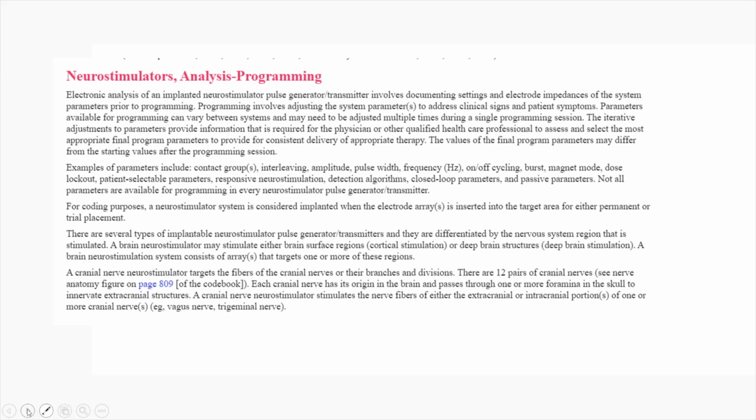They will also be making some complex programming changes to these system parameters in order to address the clinical signs and symptoms. I know this is too much, so I will just simplify. It's like an air conditioner which we buy for our home, and we will have it fitted, and we will do the analysis of this air conditioner initially. We'll try to switch it on and switch it off. That is the analysis portion, the first one which we do.